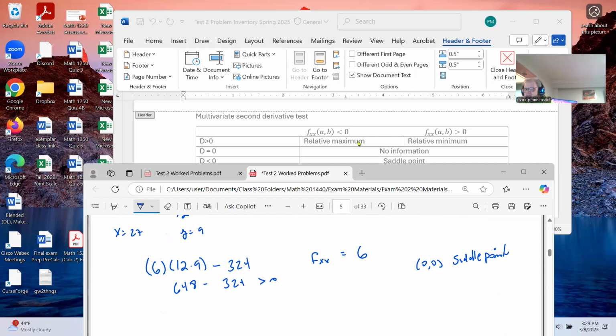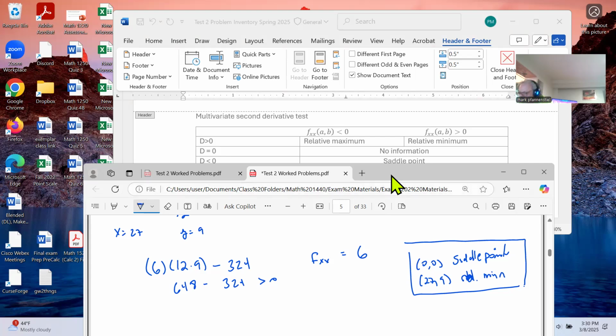That is going to be a relative min or a relative max, depending on what fxx was. Since fxx was positive, we have a relative minimum. So at 27, 9, this was a relative min. All right, so these were our 2 points of interest in that case. So that's how you pretty much do a problem like that.